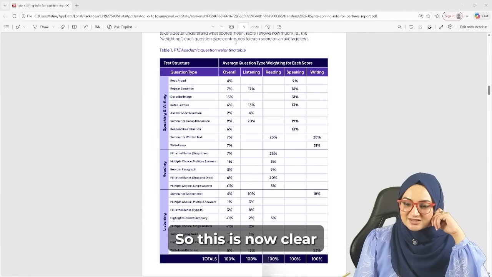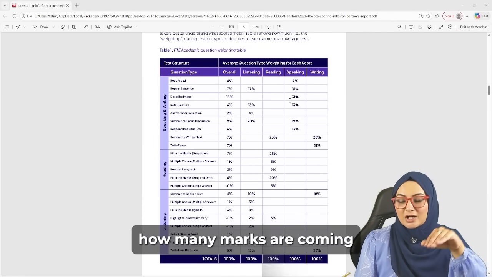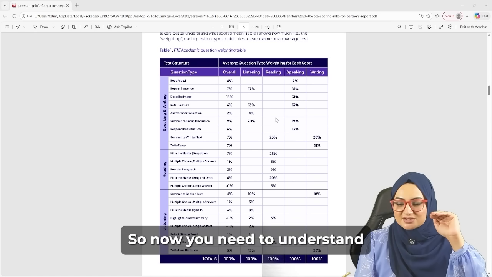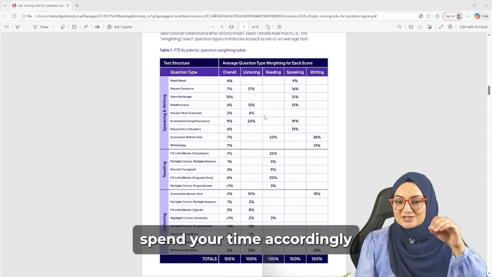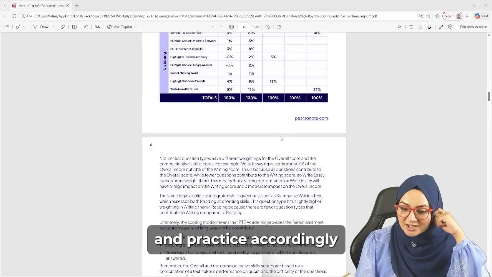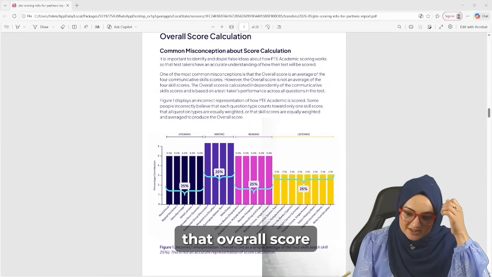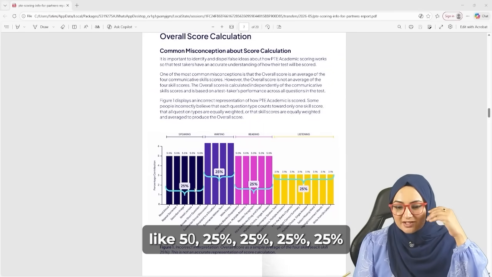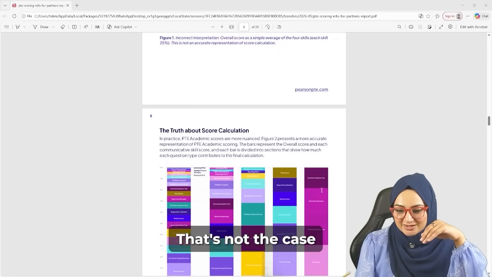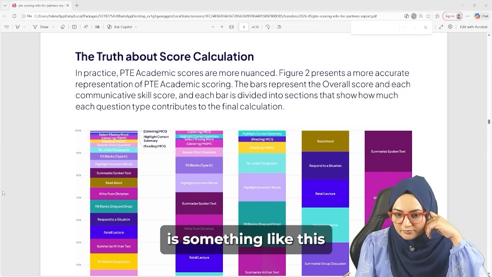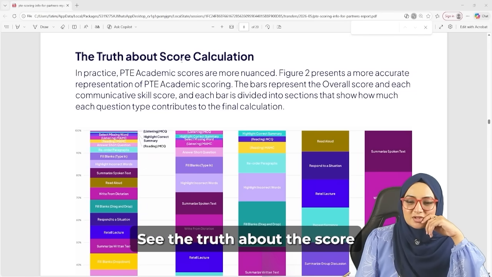So this is now clear how many marks are coming from which question type. So now you need to understand and then spend your time accordingly and practice accordingly. Overall score calculation. Now everybody thinks that overall score calculation is this way, like 50%, 25%, 25%, 25%, 25%. That's not the case. Now the overall score calculation is something like this. See, the truth about the score calculation.